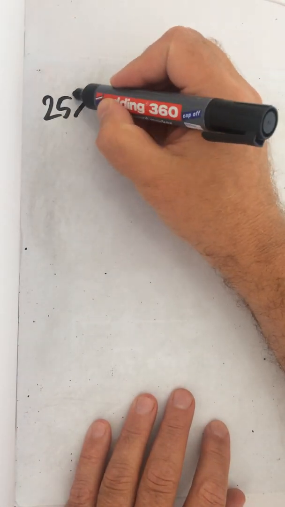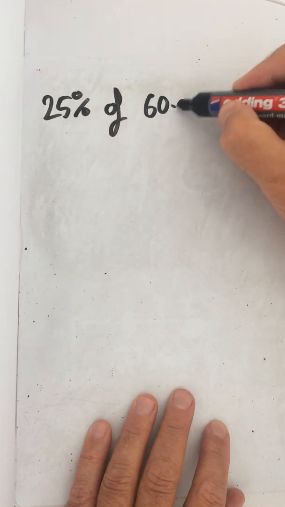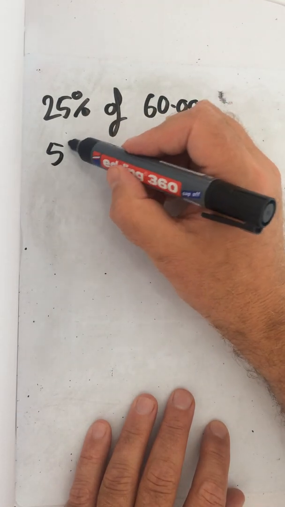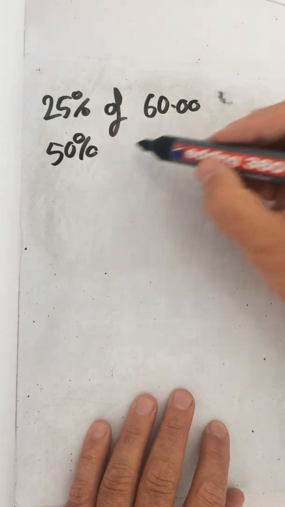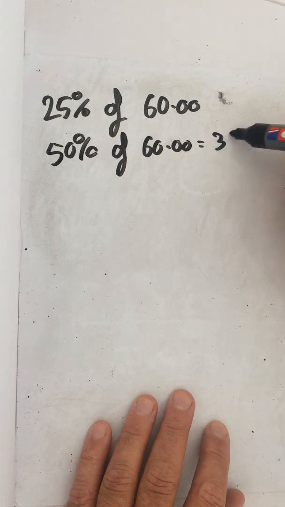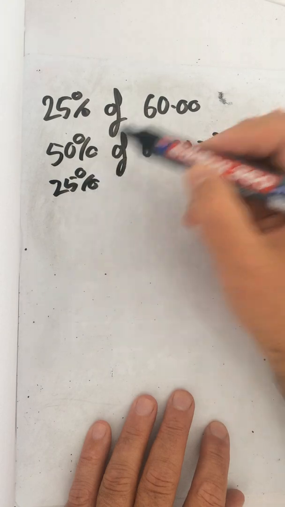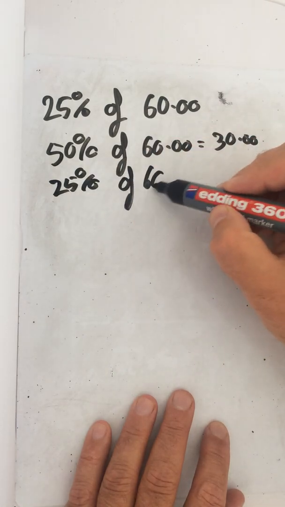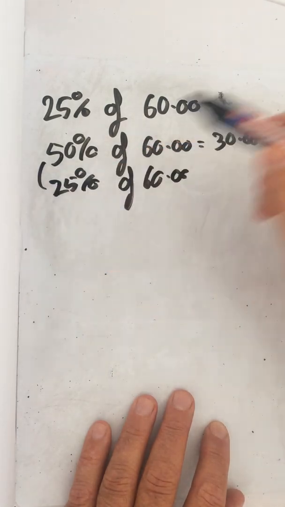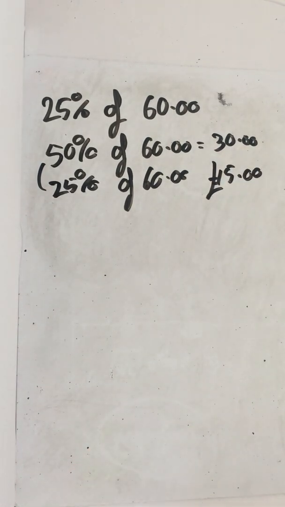Okay, and then just the last one there, 25% of £60. Well, I'm going to do it this way. I'm going to find 50% first. 50% of 60, which is a half, will give me £30, and then I'm going to find 25% of 60. So going from there, I'm halving it, so I halve it again: £15. Hopefully we remember that, okay?